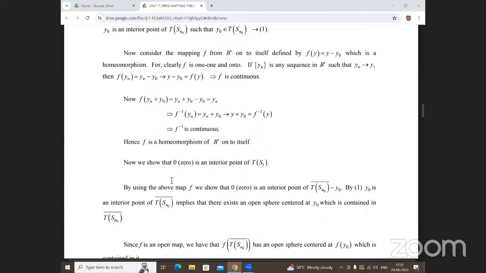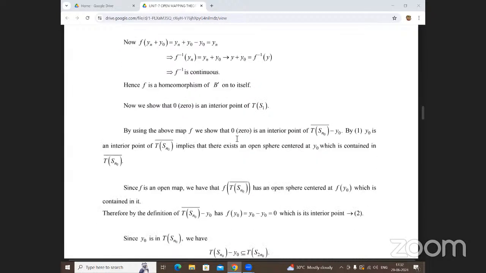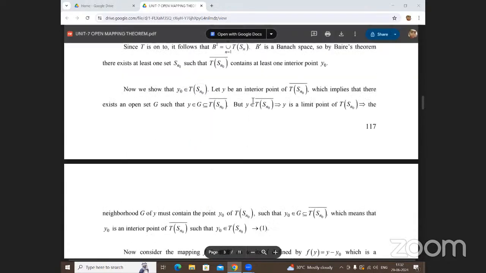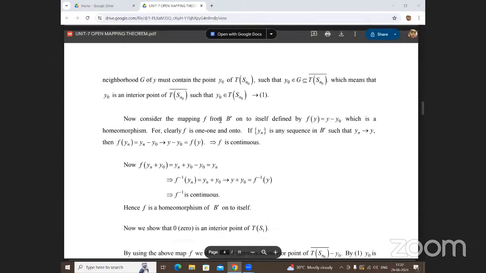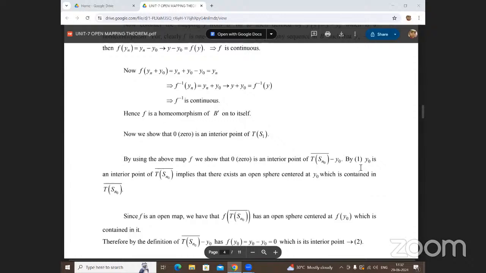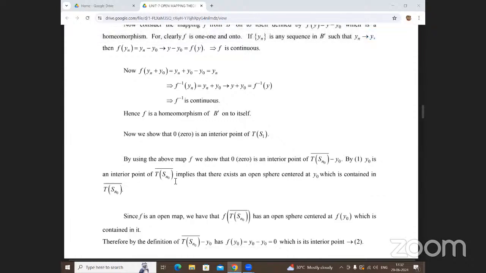Interior point is 0. By using the above function, 0 is an interior point of the closure of T of Sn naught, where yn converges to minus y naught. By the first equation, what is the first one? That is the assumption. According to the assumption, see this one. By the first condition, y naught is an interior point of the closure of T of Sn naught.